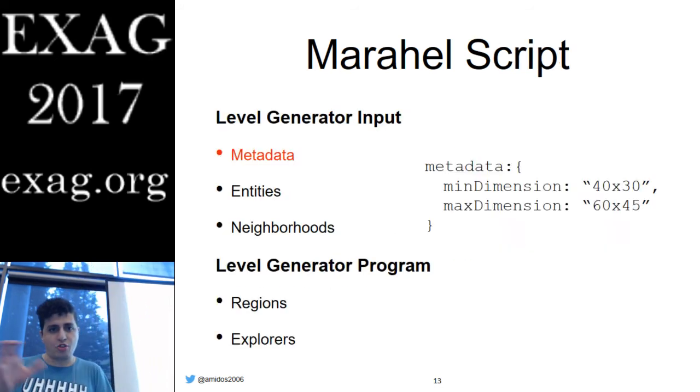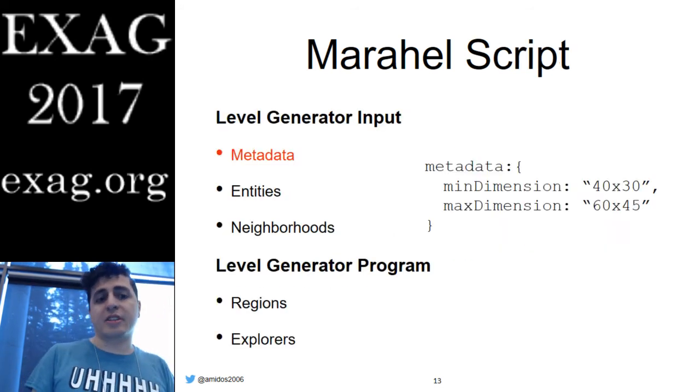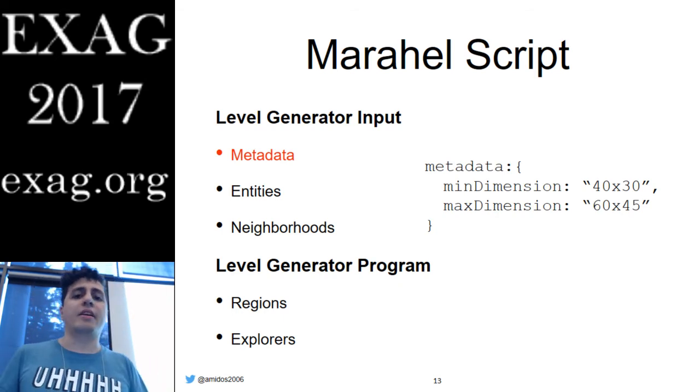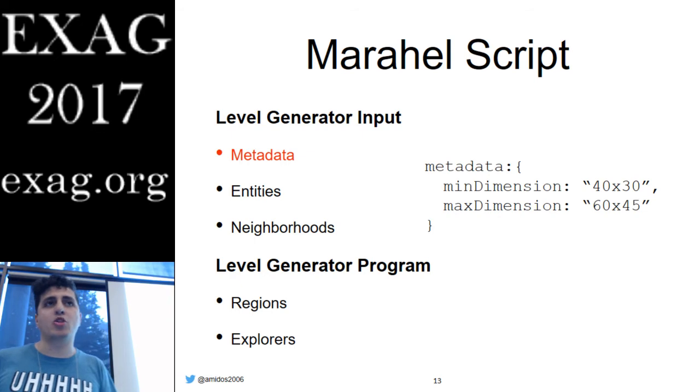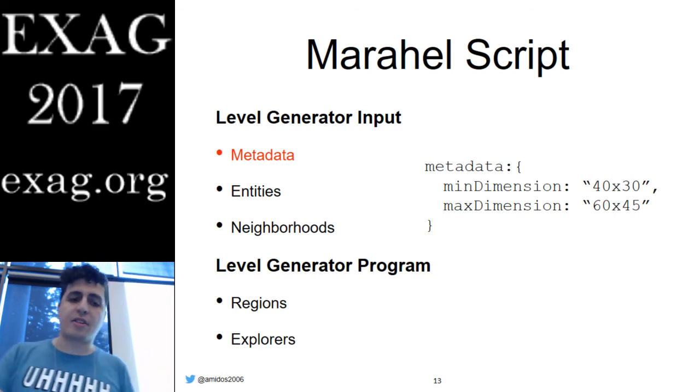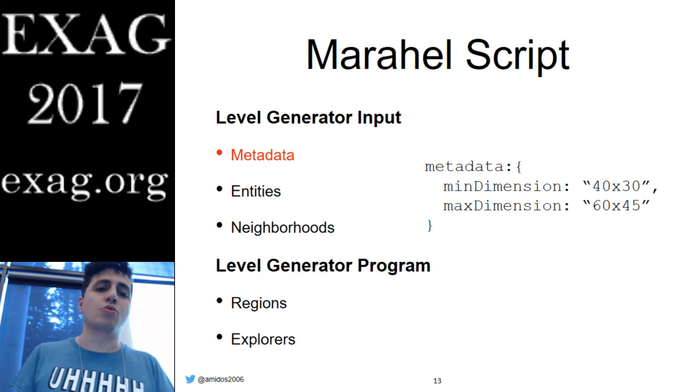So let's explain each section in detail. The first thing is the metadata. It contains general information about the level you want, like the minimum dimension and maximum dimension. There are other parameters, such as how it swaps, when it changes a value in the map, whether it changes it directly or generates it in a back buffer. There is other stuff you can add to the metadata so Marahel can work with it.